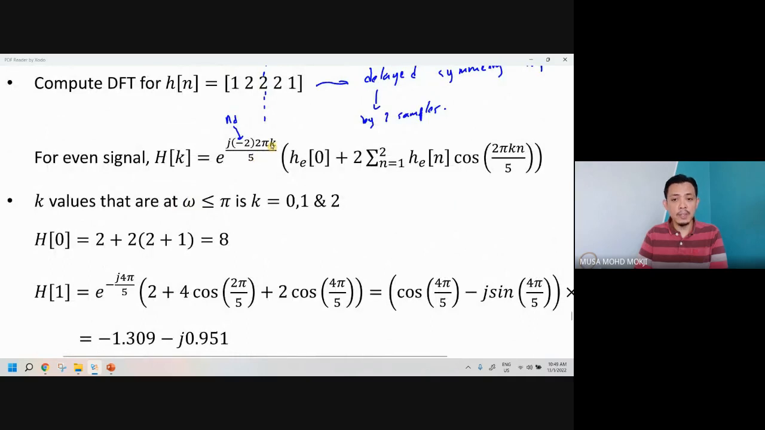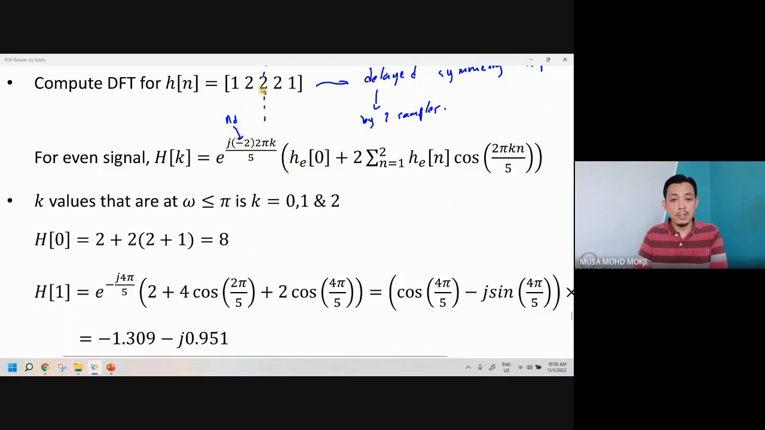This one becomes 0. So e to the power of 0 is 1. Okay, so this is 1. And then multiply. So this is HE0. HE0 is 2. This one. Okay, not 1 because this is HN. So what we need is HE.